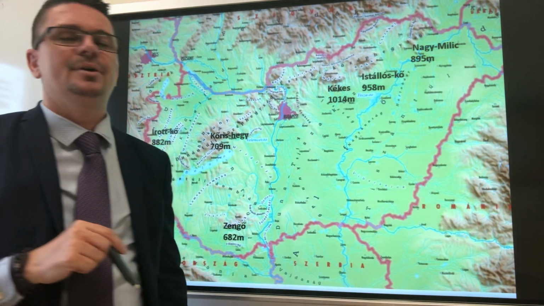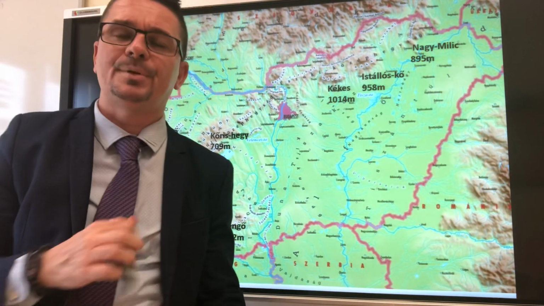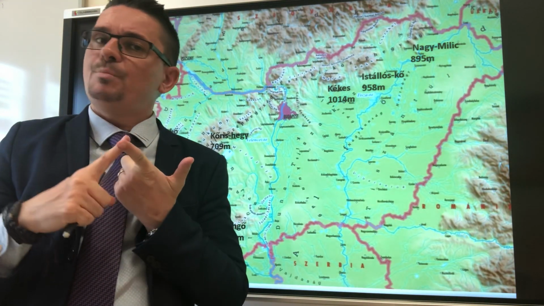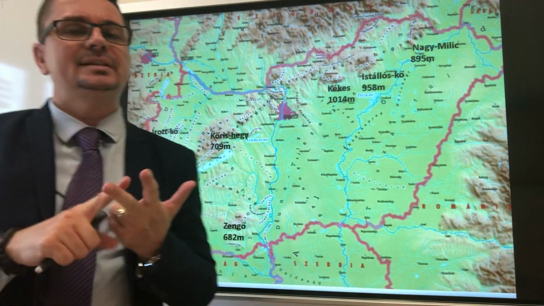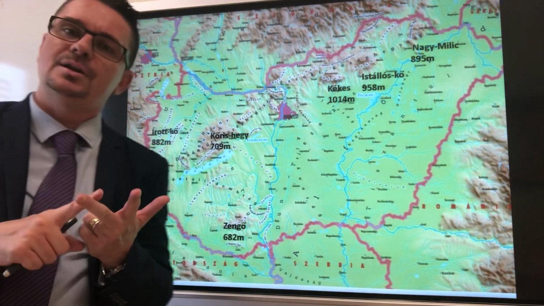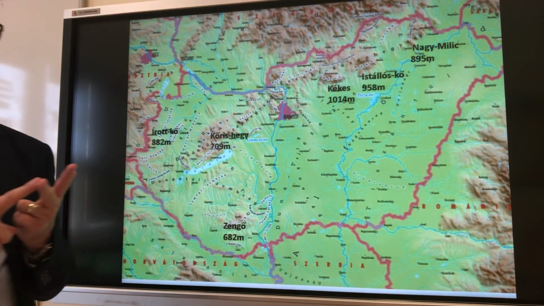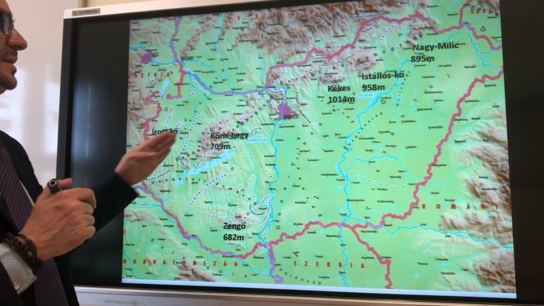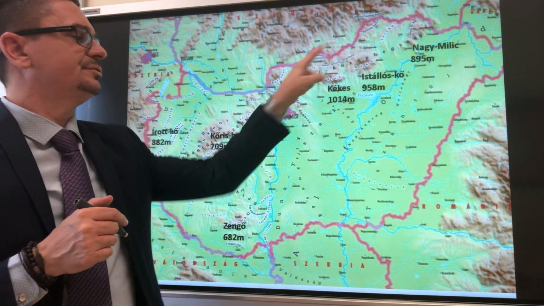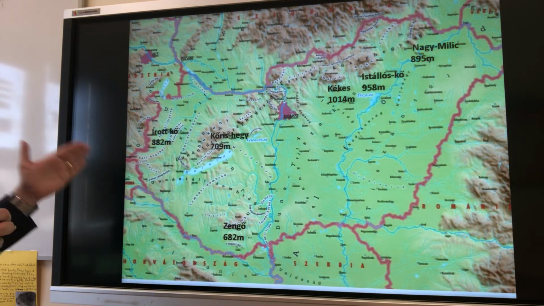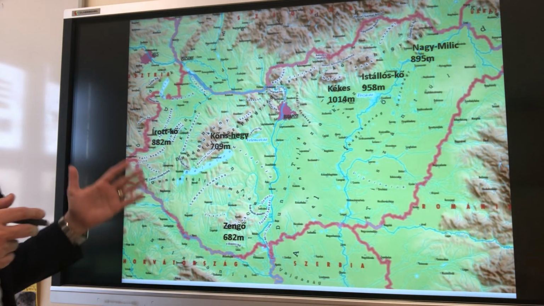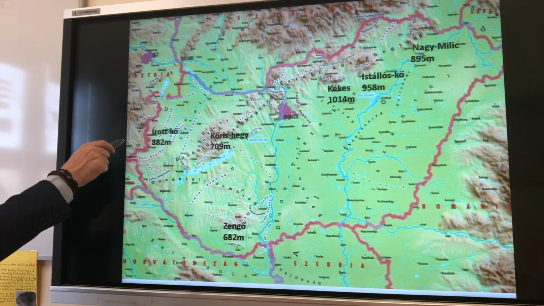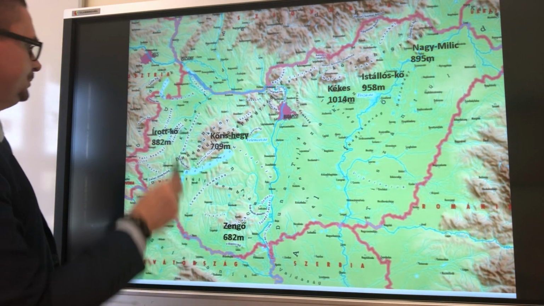So we spoke about the different maps. Who can remember the name of this kind of map? Is it a political map? Is it a regional map? Is it a road network map? No, it's a physical map of Hungary, a relief map as well, because you can see the different mountain ranges. And I symbolized some of the tallest peaks of Hungary. So you can find these in your atlas as well.